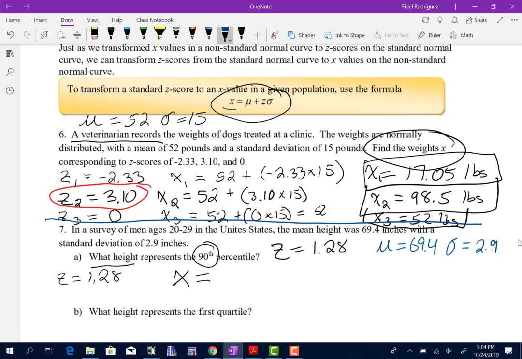So I'm going to use the same formula right here, guys. The first thing I'm going to do is put the 69.4 plus the z-score, which we just got to be 1.28, and we're going to multiply it by 2.9. Okay? So guys, just like we were doing on the calculator earlier, what should be our first step?